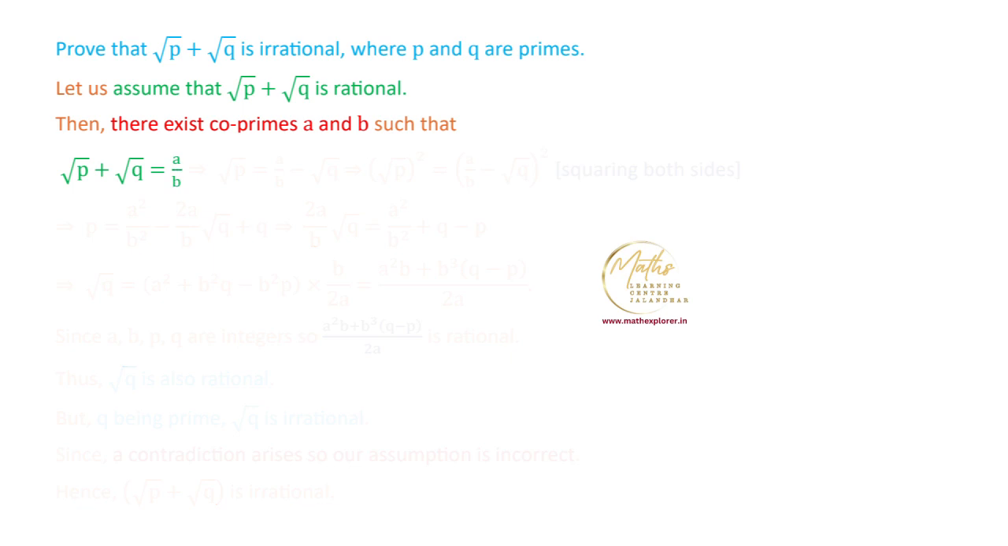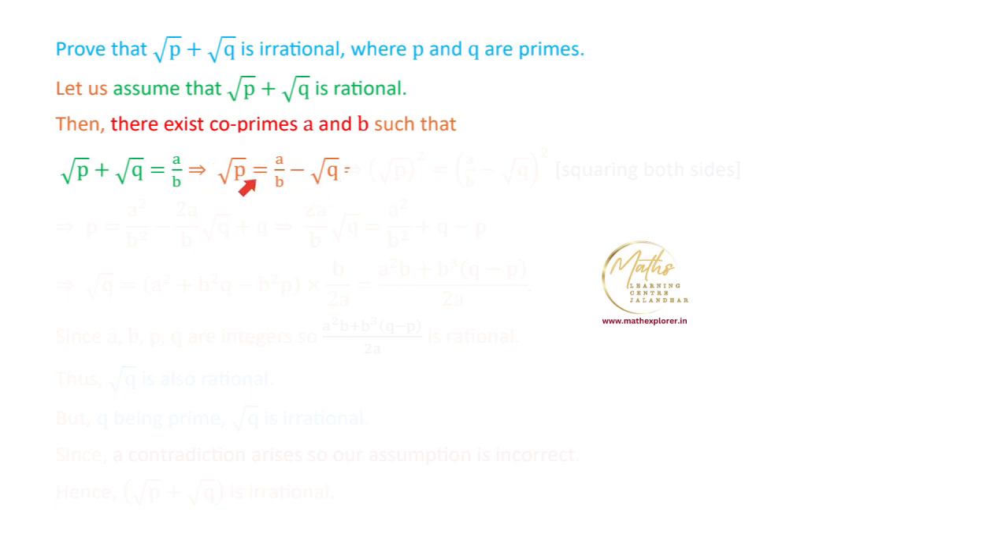Now if we shift this term square root of q to this side, we obtain the value of square root p, that is equal to a by b minus square root of q. There are two square roots over here. We want to make one of these terms free from the radical sign. So we have calculated the value of square root p.